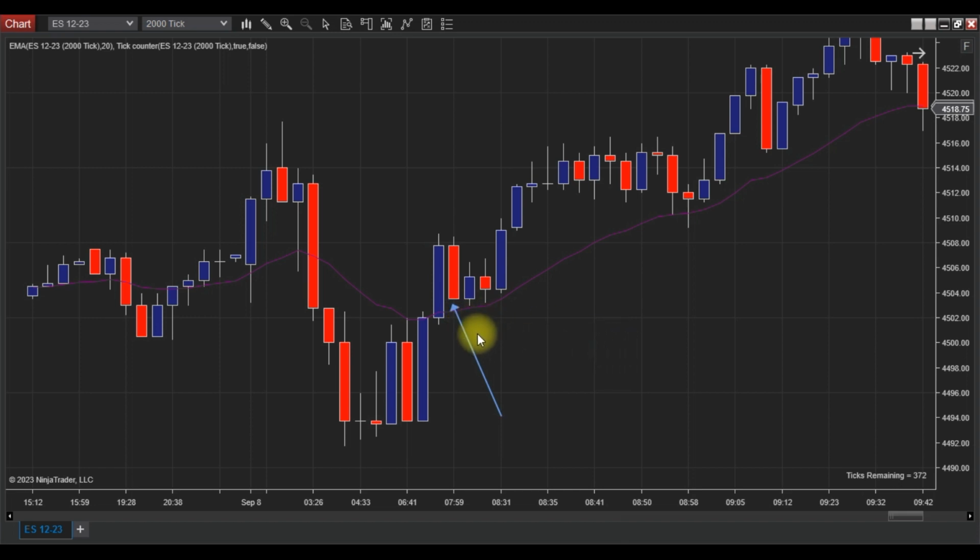Let's look at this bear bar right here. This bear bar is a little bit different. Is it an inside bar or an outside bar? It is an inside bar. Why is it an inside bar? It's an inside bar because it failed to push above the previous bar's high or low, making it an inside bar.